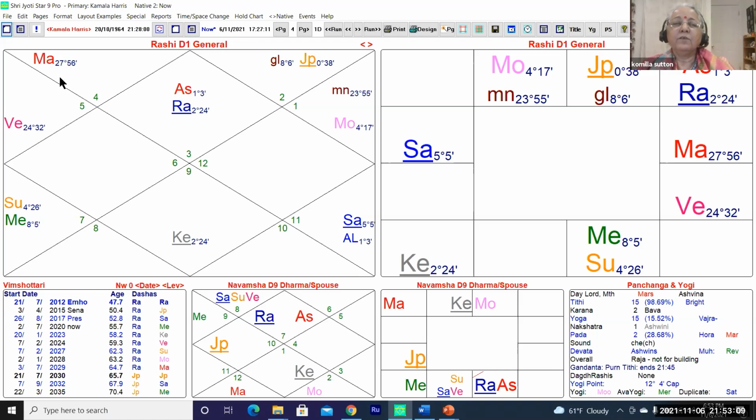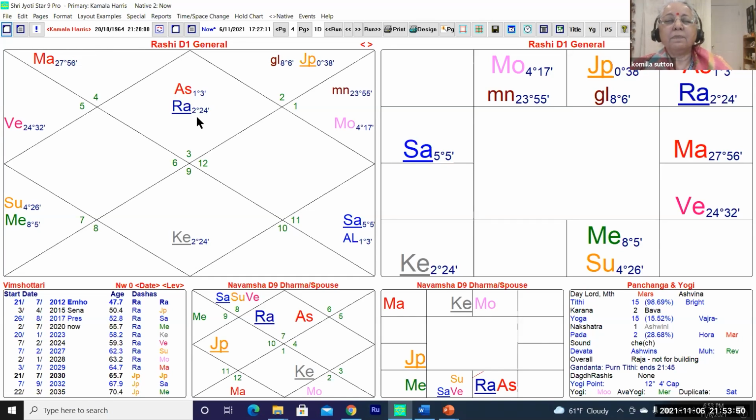So here we see it's an almost exact debilitation of Mars. And Mars is the sixth lord. And one of the rules that Dr. Charak was saying was that the sixth lord being debilitated is a Raja Yoga Karaka, Raja Yoga in itself. So here we see Mars being debilitated as the sixth lord, sixth, eighth, or 12th lords. There are some other rules as well. I got to listen to that lecture again because it was really very good and inspiring.